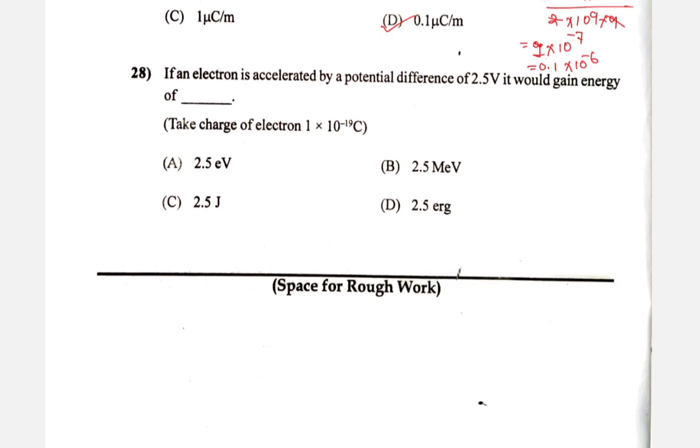28. If an electron is accelerated by a potential difference of 2.5, it would gain energy. For energy, E is equal to Q into V. So for the electron, 1.6 into 10 to the power minus 19 multiplied by 2.5 potential. The answer in the options is given in electron volt. So we can say that it is 2.5 eV.